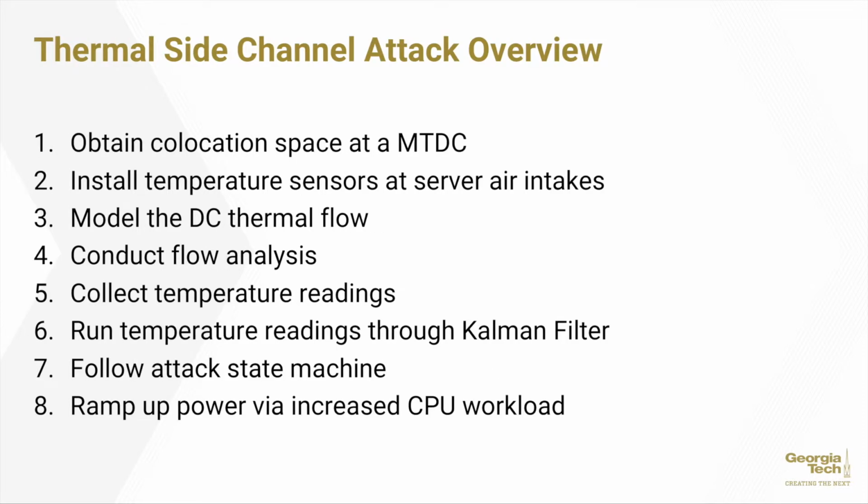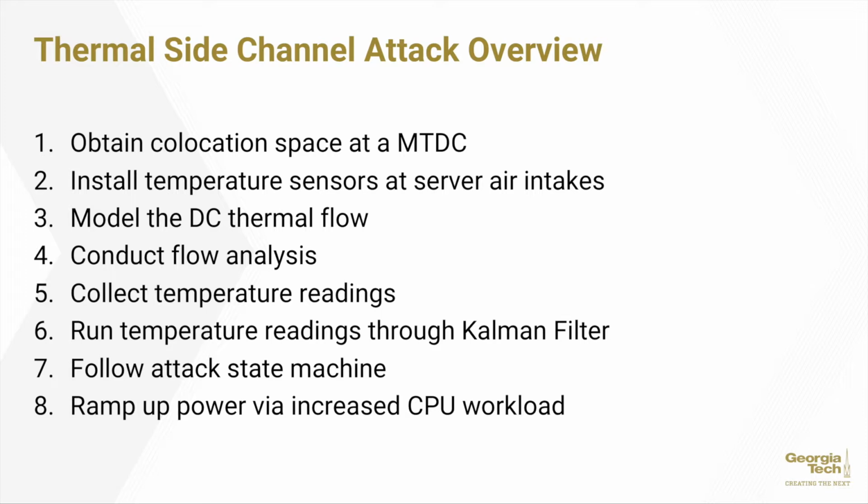These are the steps that it takes to perform a thermal side channel power attack. We're going to take the information that we've gathered from the flow analysis and the temperature readings themselves, and we're going to pass this through what's called a Kalman filter. We'll get into this Kalman filter a little more next, but what that's going to give us is an approximation of the heat for every server in the data center, and with the approximation of heat for each server, we can approximate the amount of power being drawn by these servers at that time.